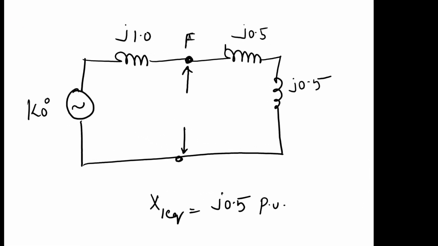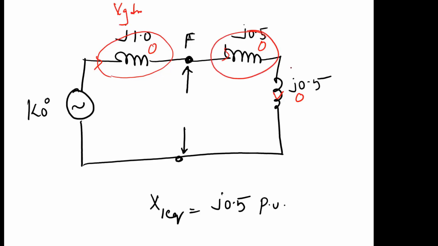Now, since I am assuming my power system is under no load before fault, what is the current that is flowing in the system before occurrence of fault? 0. So here also current 0, here also current 0, here also current 0 before fault. So what is the voltage drop here? Voltage drop here also 0, here also 0, here also 0. So the voltage at this point is same as voltage at this point and voltage at this point.